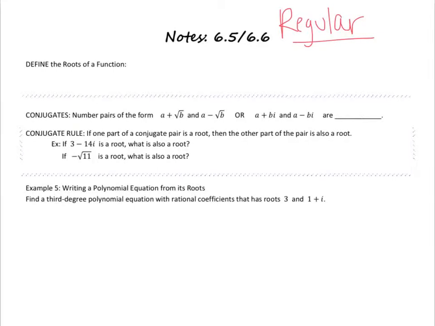Start your notes by writing your definition of the roots of a function there at the top. What do you think they are? If you can't totally remember, don't forget you have a book that has a glossary and an index. All right, but think about it, and what do you know about the roots of a function? Somebody tell me what a root is.